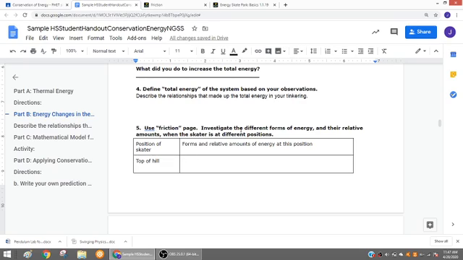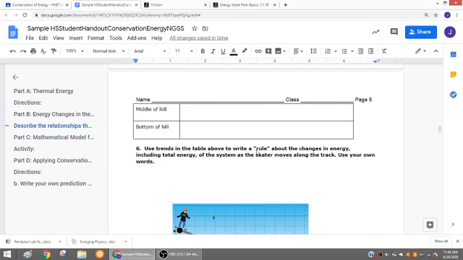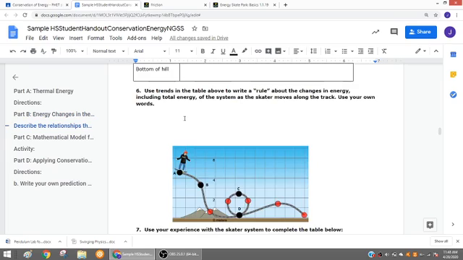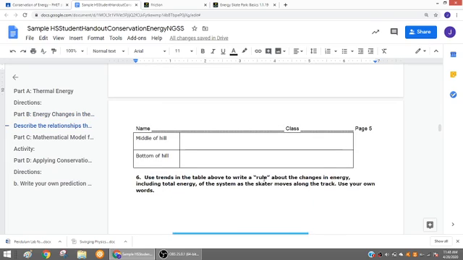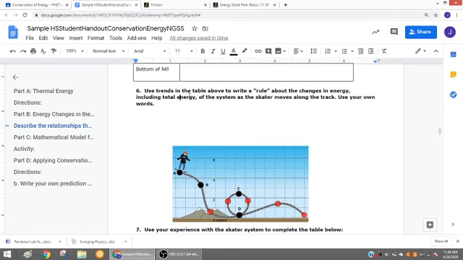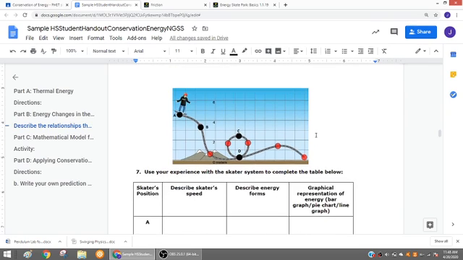Use the friction page to investigate the different forms of energy and the relative amounts when the skater is at different positions, top of the hill. So we've kind of done this in the walkthrough here. Finally, use trends in the table above to write a rule about the changes in the energy, including the total energy of the system. So a lot of this is going to seem redundant, meaning you've already done it. Including the total energy of the system as the skater moves along the track, use your own words.